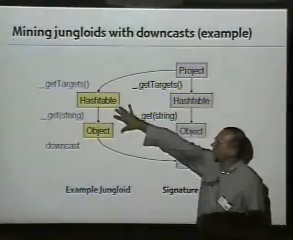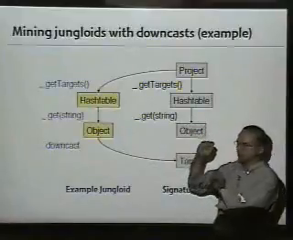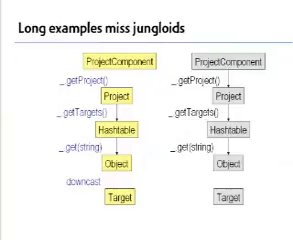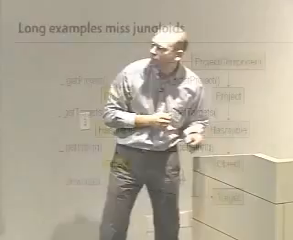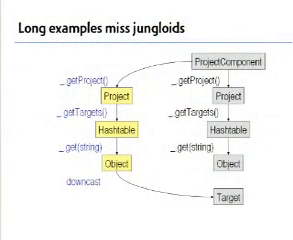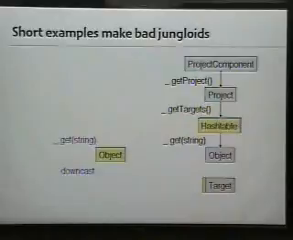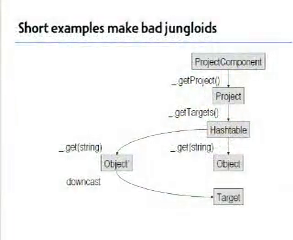Now, there are, of course, issues here. How do we make this example jungloid that we extracted and added here not too long and not too short? Because one leads to incompleteness, the other one leads to a lack of soundness. So here is what happens when you get a larger one. You don't get this jungloid here, which is what we wanted. If you have a shorter one, you can synthesize a jungloid that on any hash table will do a downcast to target, which is wrong again.